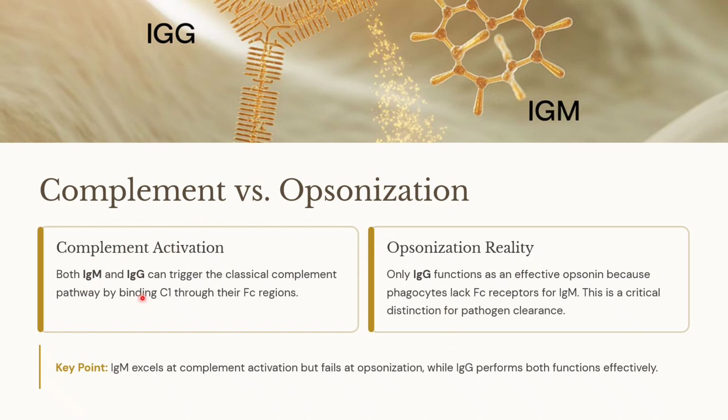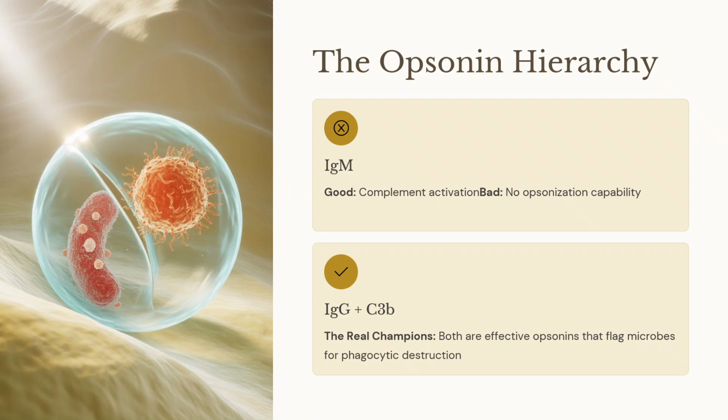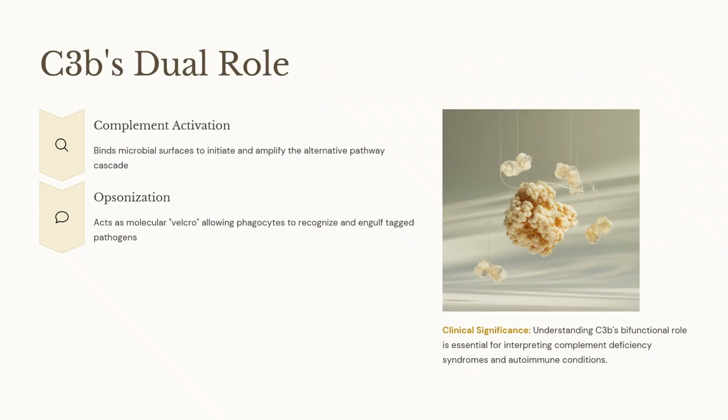So even though IgM and IgG can attach with the complement and trigger the classical pathway, opsonization is done only by IgG and C3b, while IgM is good in complement activation, activating the classical pathway, but it has no opsonization capability. In short, C3b has a dual role. It activates the complement and also it causes opsonization.